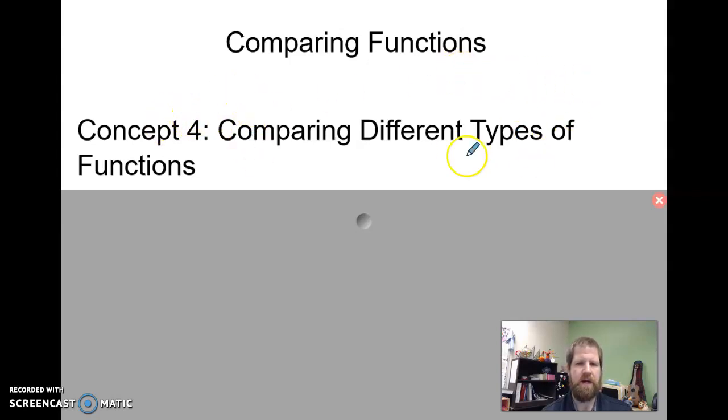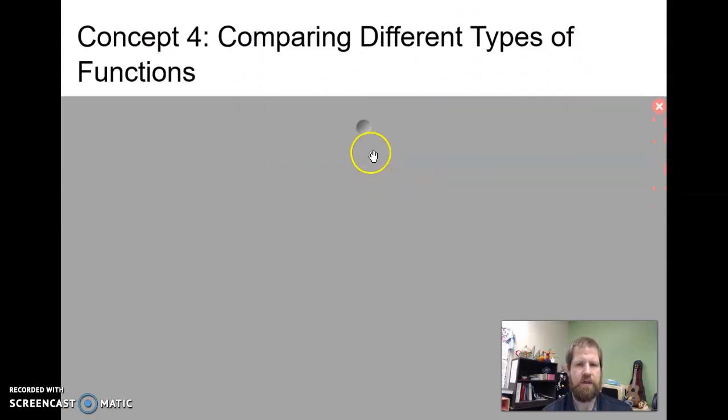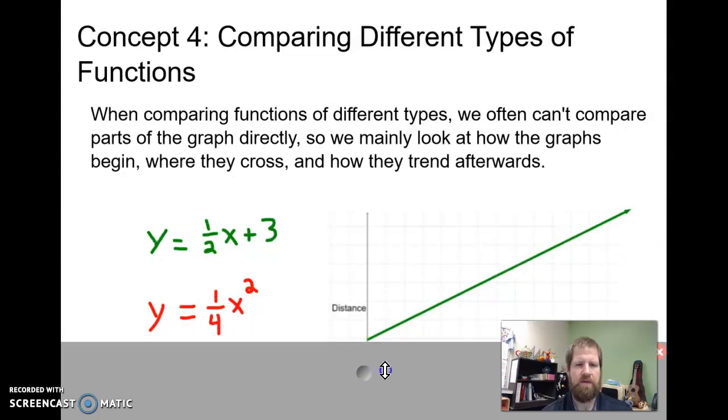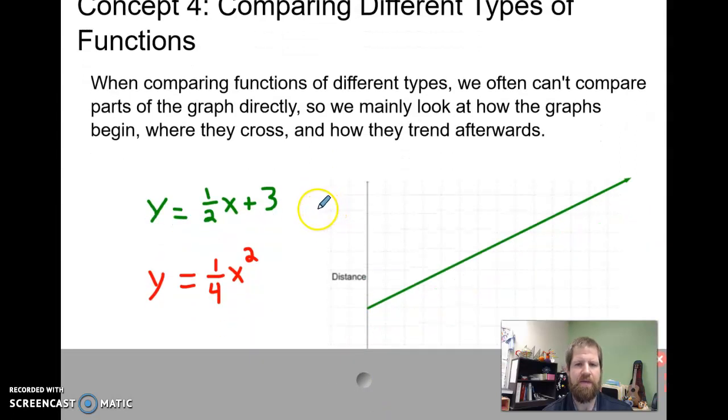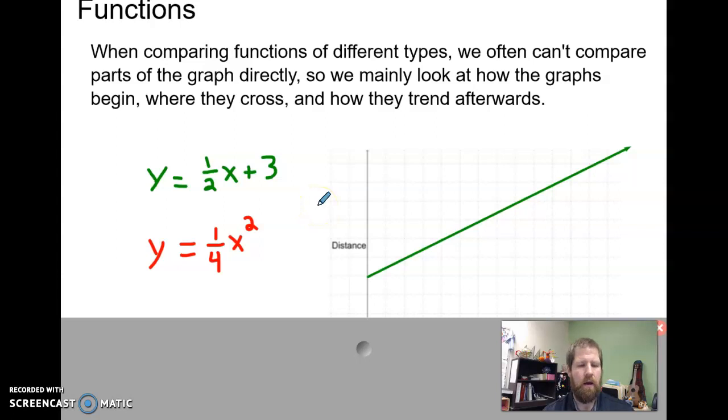Concept 4, comparing different types of functions. All right, so we've looked at comparing the same type of function. We've looked at what we would compare, what we would look at for each of our functions. But when we're comparing different types of functions, we can't necessarily look at the same thing.